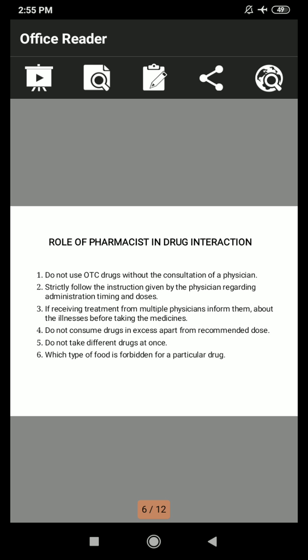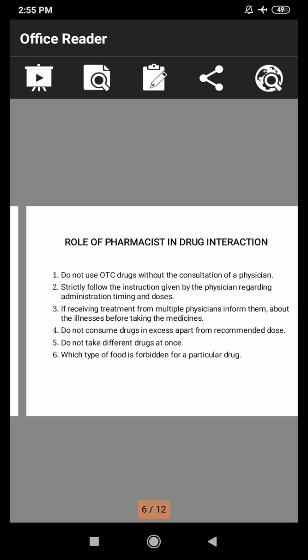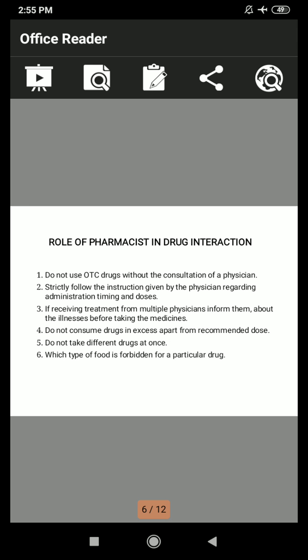First, what is the first advice? First is, do not use OTC drugs without the consultation of a physician. Then strictly follow the instructions given by the physician regarding administration timing or doses. Then, if receiving treatment from multiple physicians, inform them about the illness before taking the medicine. Then do not consume drugs in excess apart from the recommended dose.